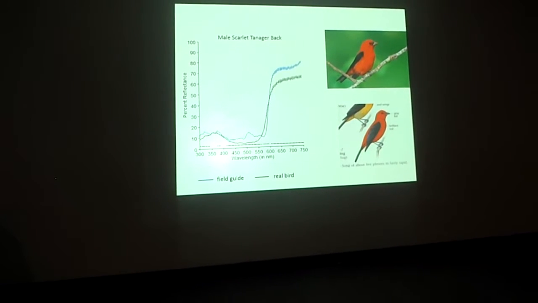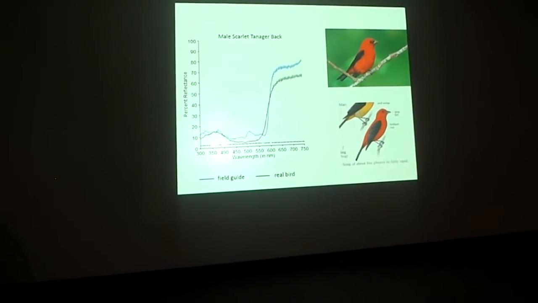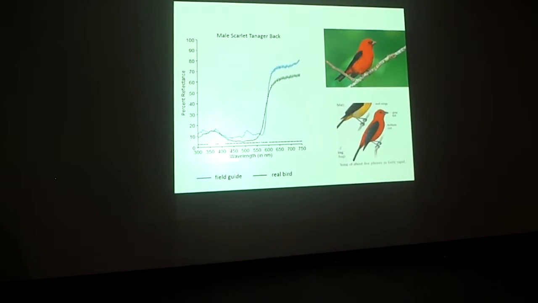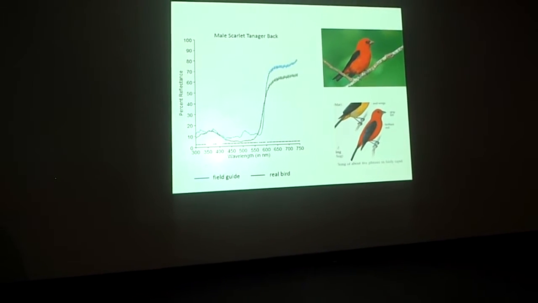what I'm going to do now is show you some examples. In general, we have found very similar patterns for all of the red color elements. So this is a graph for the male scarlet tanager back. The blue line is for the field guide, the black line is for the real bird. The wavelength is on the x-axis, the percent reflectance is on the y.